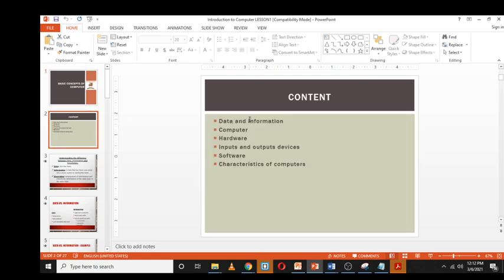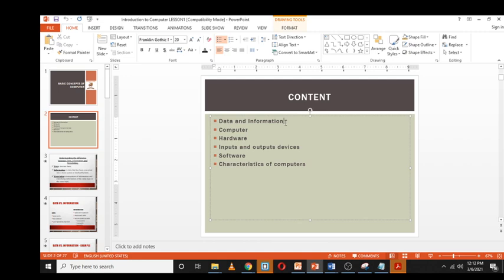We will talk about data and information, whereby we will try to understand the difference between the two, as well as knowledge. We will also define what a computer is, and we will have a look at different parts of the computer. We will also look at the different hardwares of a computer. We will look at the input and the output devices. We will look at software, and lastly, we will have a look at the characteristics of computer.